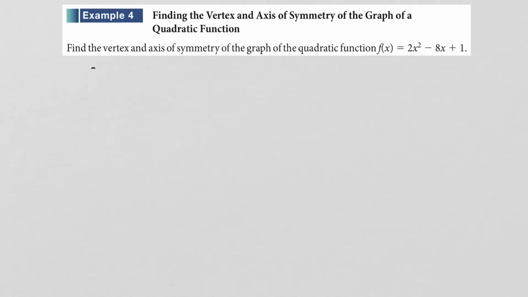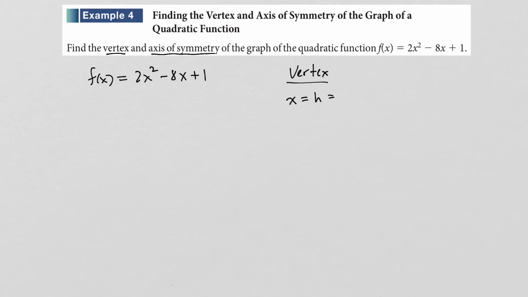So in this next example, we have the function f of x is equal to 2x squared minus 8x plus 1. And we want to find the vertex and the axis of symmetry of this graph. And we don't have to graph it to do these things. Instead, we know that to find the vertex, we know that the x-coordinate of the vertex, which we usually call h, is given by the formula negative b divided by 2a. So we need to identify a, b, and c. So in this particular function, a is 2, b is -8, and c is 1.